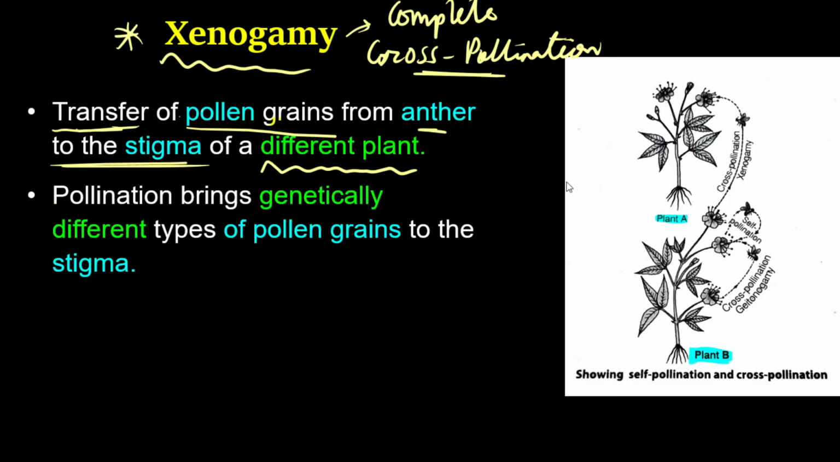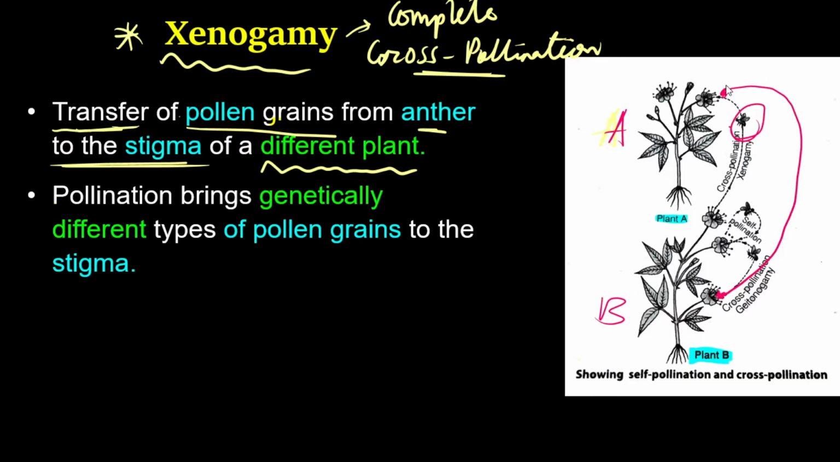Let us look into the process of xenogamy using the same diagram we took earlier. So this is plant A. Let me just change the color of the pen. This is plant A and this is plant B. Now we are going to talk about these two plants. The pollen from plant A transfers to the stigma of plant B. So this transfer of pollen to the stigma of plant B requires a pollinating agent.